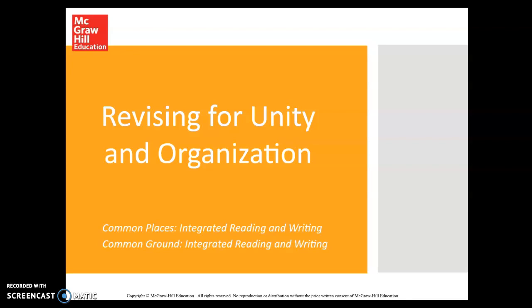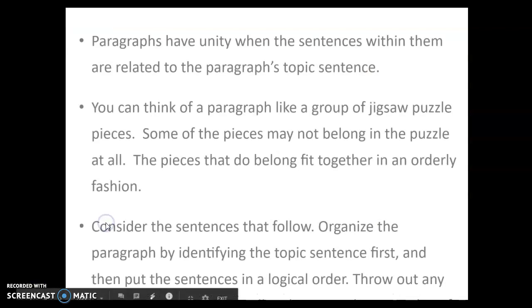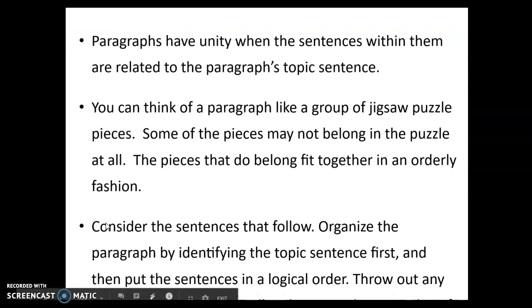So, parts of the revision process we've already discussed in Unit 2, but in Unit 3, we're going to talk about revising for unity and revising for development. Okay? So, after you have your rough draft completed, we can't just leave it at that. We have to do something with it. So, we are looking for, do our paragraphs have unity when the sentences within them are all related to that topic sentence? Are they unified around a single controlling idea?